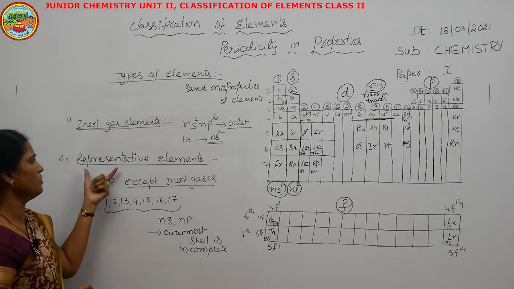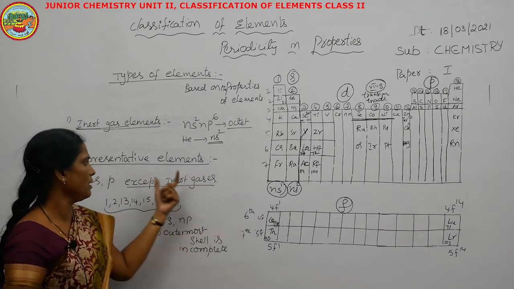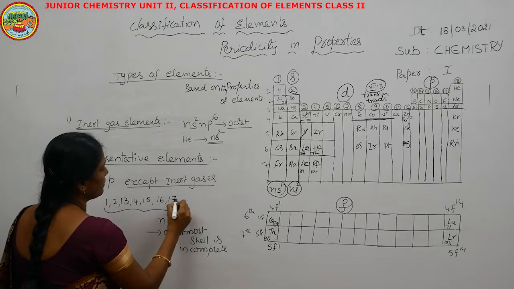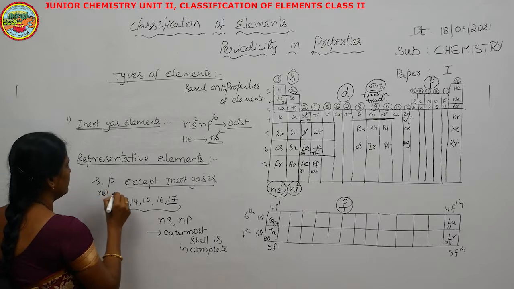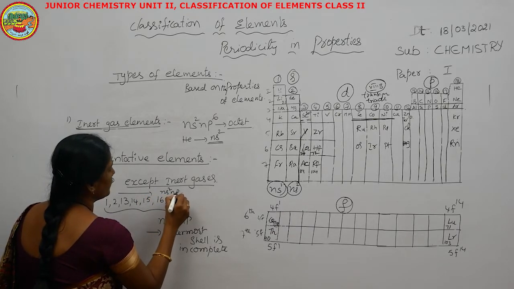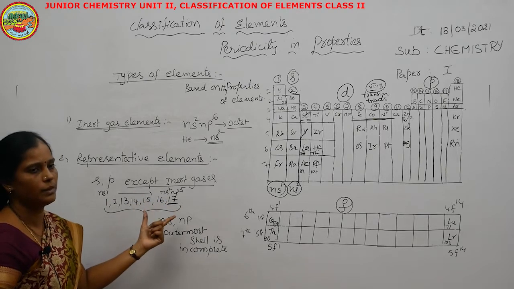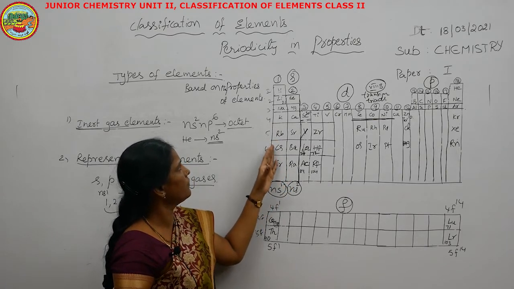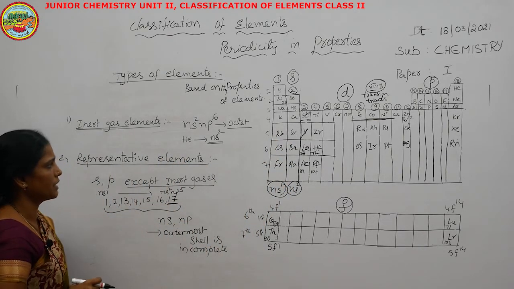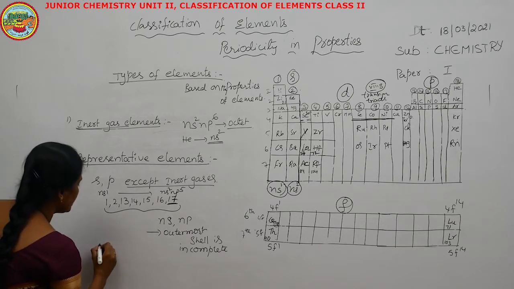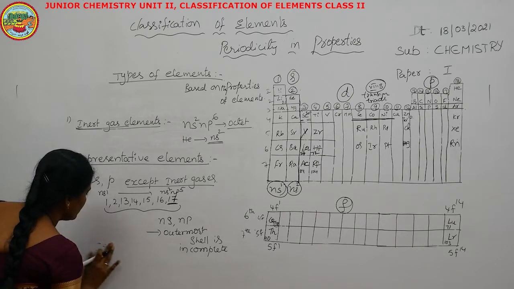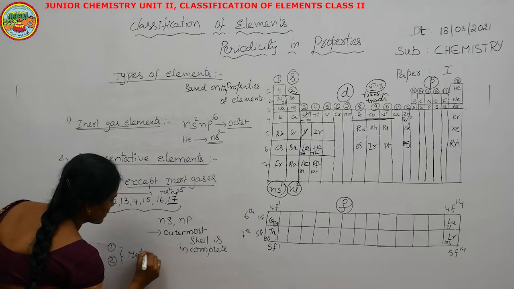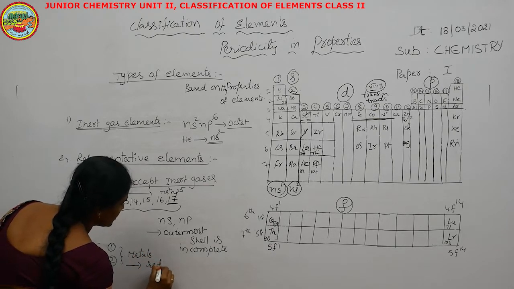So if the ns np outermost shell is incomplete, we call it a representative element. So here ns1 to ns2np5, these are called representative elements. And among all these representative elements, if you consider the first group and second group, they are strong metals. They possess basic nature. These are all metals. They act as reducing agents.